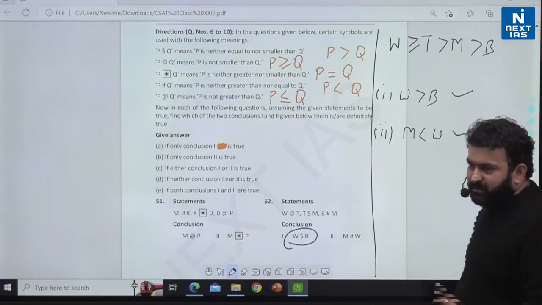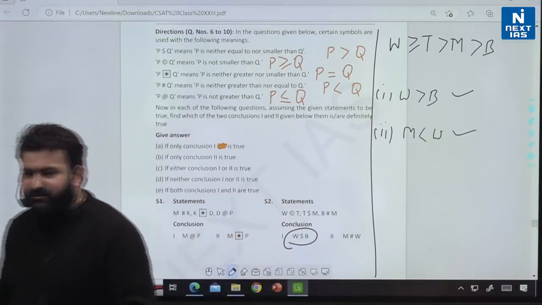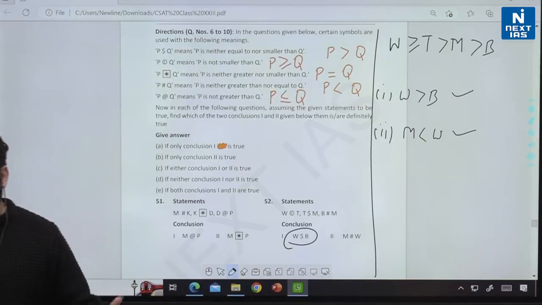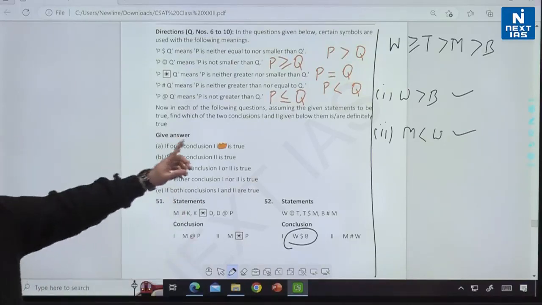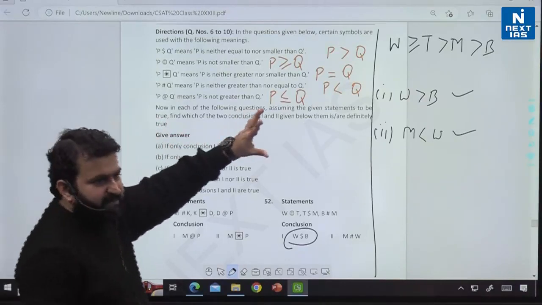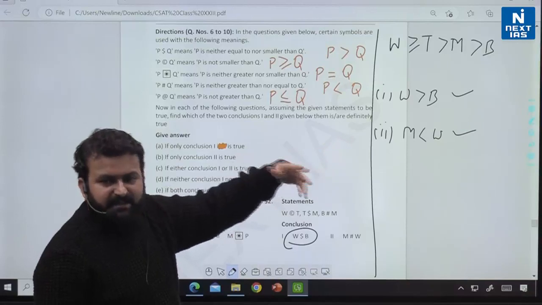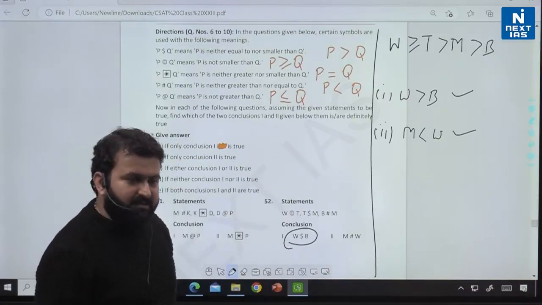Now in this topic, no confusion. Don't keep any confusion here, because we are getting questions from these topics lately. So this concept is clear now. You have to just look at the direction of the symbols. In the same direction, you can easily conclude.